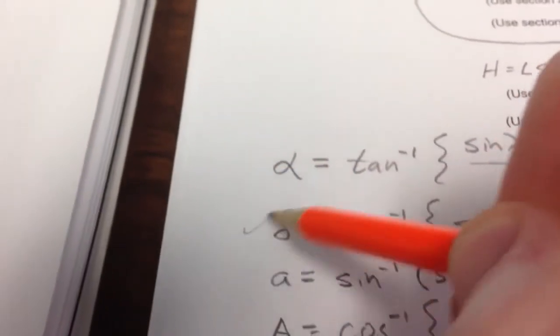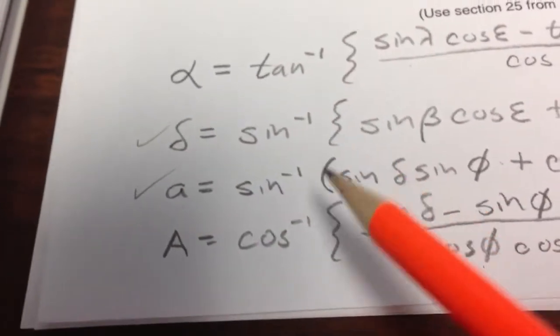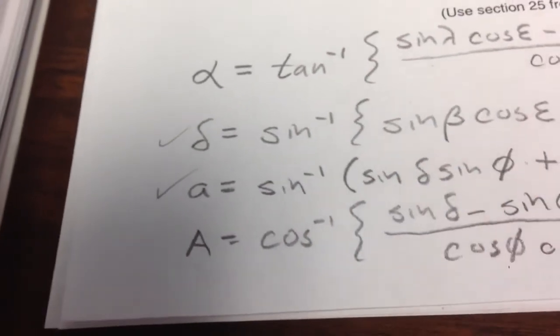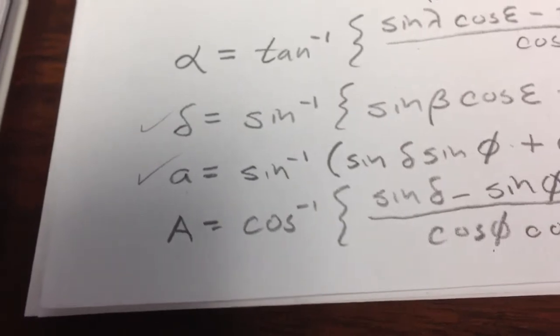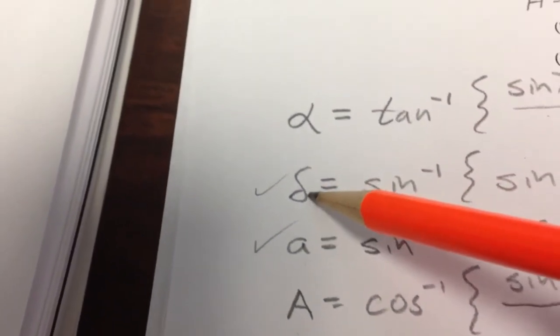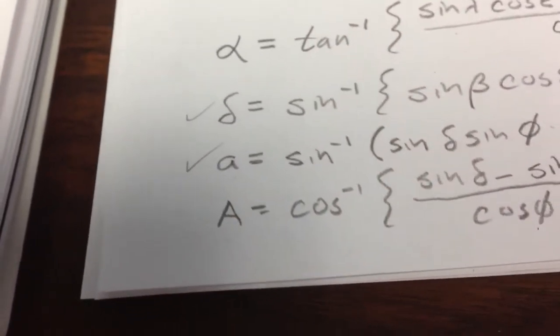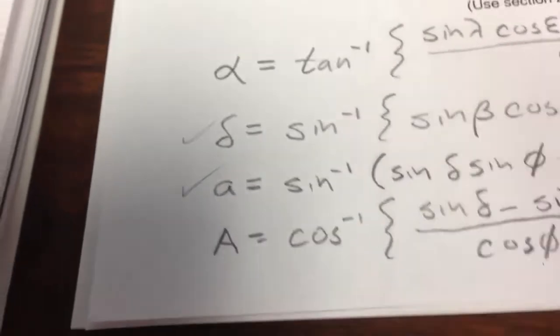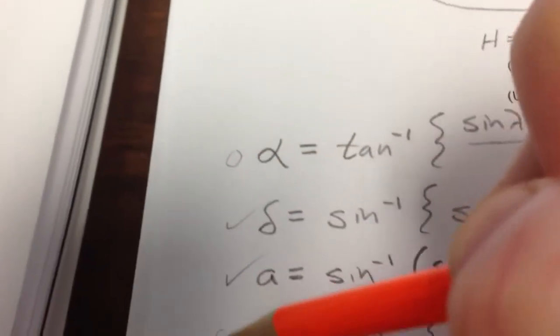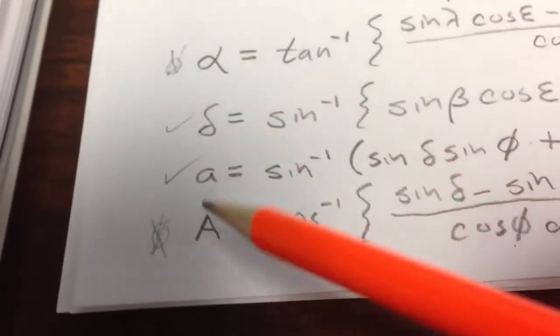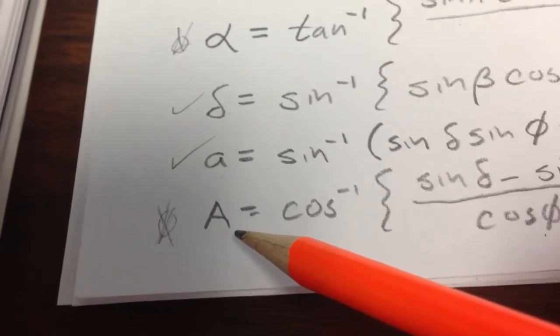Now these two will always be correct when you take the inverse sine. There'll be no adjustments that you need to make as far as what quadrant they belong to. That's because delta, which is declination, and A, which is altitude, is always between -90 and 90 degrees. So there's no quadrant adjustment needed there. However, these require some kind of quadrant adjustment. The alpha and the azimuth might require some adjustments.